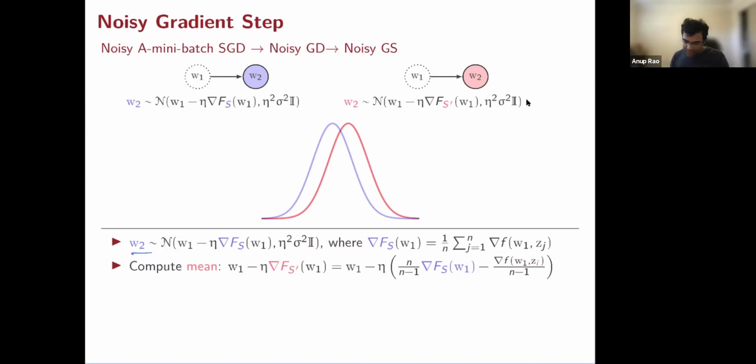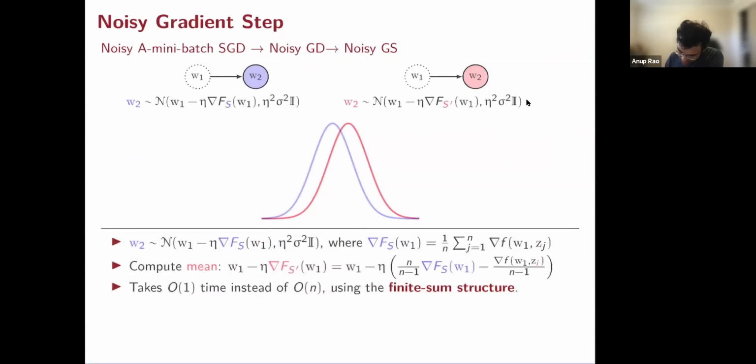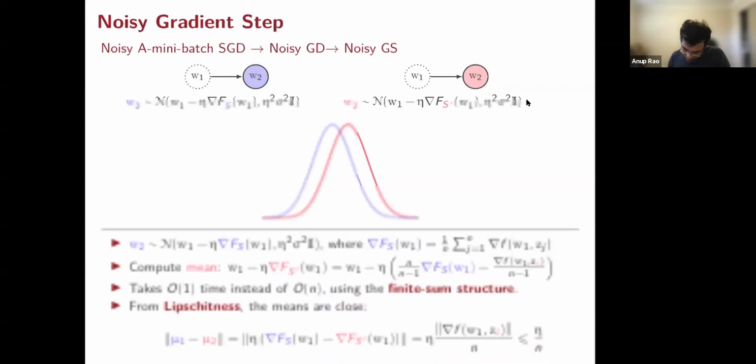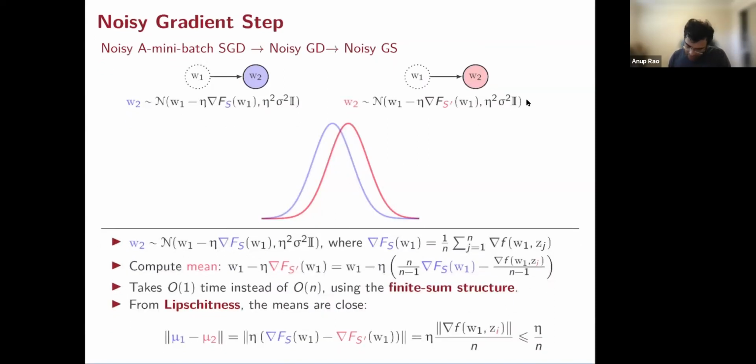We can compute the mean on dataset S prime using the finite sum structure. We just have to remove the gradient on the point that we delete. So if Z_i is the point that we delete, we can just remove it from the mean that we have already computed. So this can be computed in order 1 time instead of order n time. This is why unlearning is efficient for us. And since we assume the function is Lipschitz, the means differ by at most eta over n.